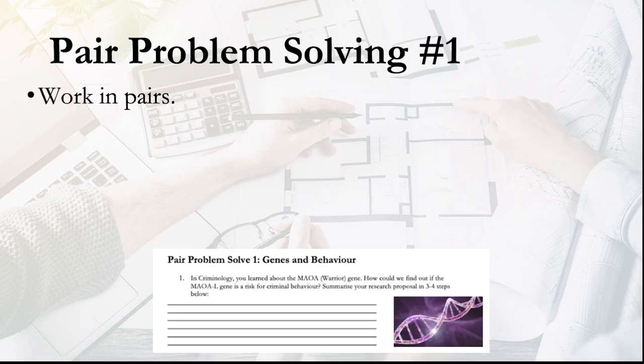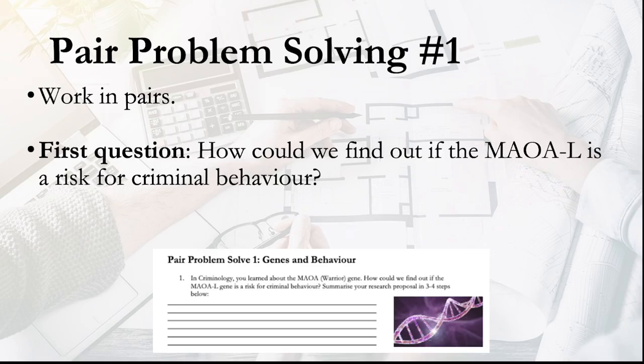And the first, pair problem solving, work in pairs. How could we find out if the warrior genes link a risk for criminal behavior? So we're tapping back into what they already know, and we're getting them to think about research methods.